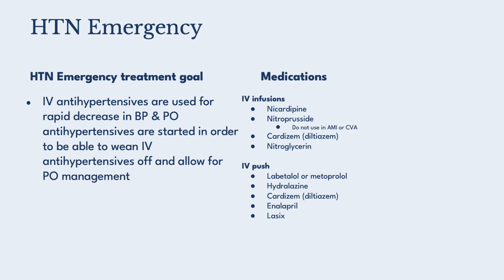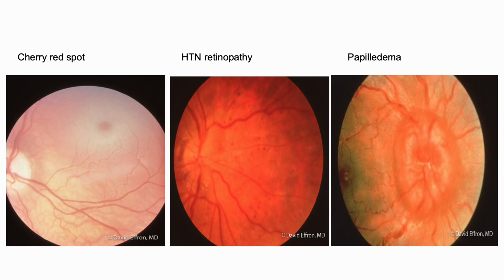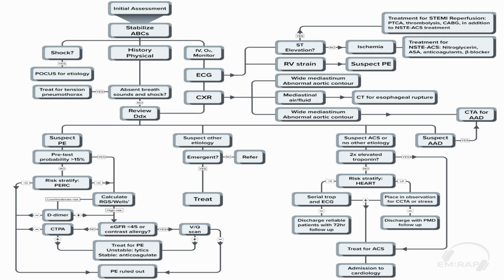Our hypertensive emergency, so treatment goal here, IV antihypertensive used to rapidly decrease blood pressure, and PO antihypertensives are really started once we can wean them off of the IV antihypertensive. So medications, so our IV infusions and our IV push medications are listed. So here's an algorithm for acute treatment of a hypertensive crisis. And again, don't forget to look in patients' eyes presenting with that kind of blood pressure for papilledema.